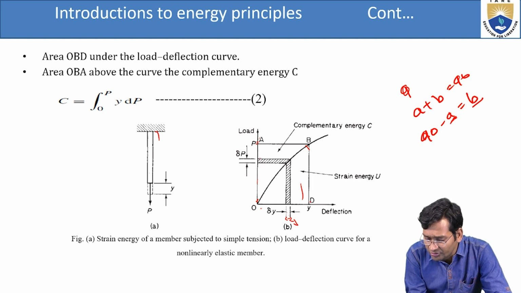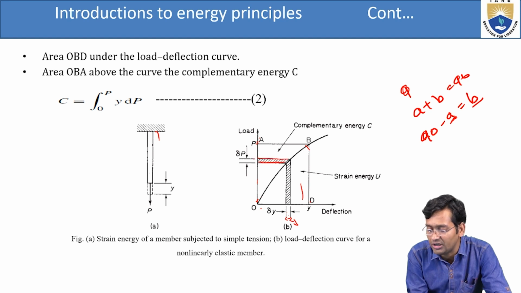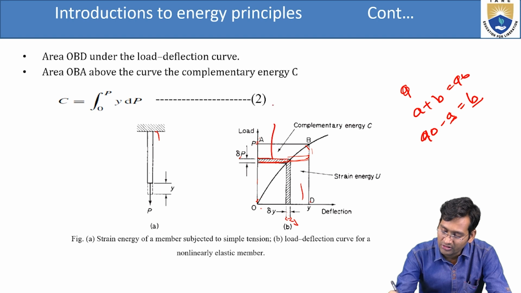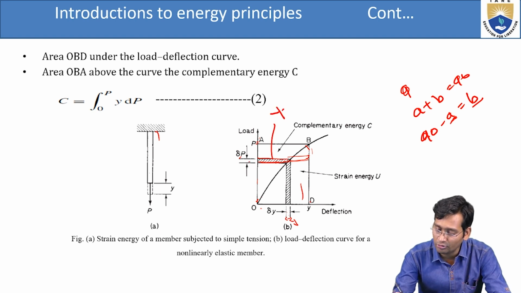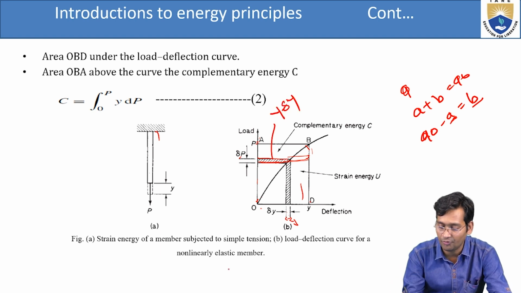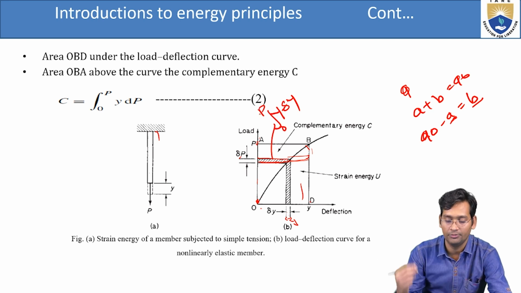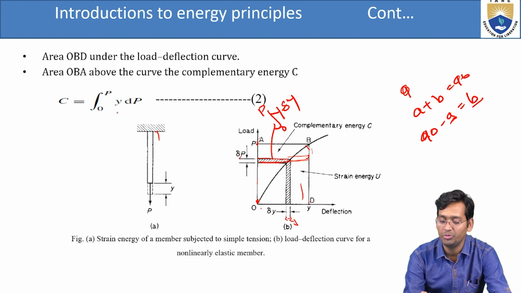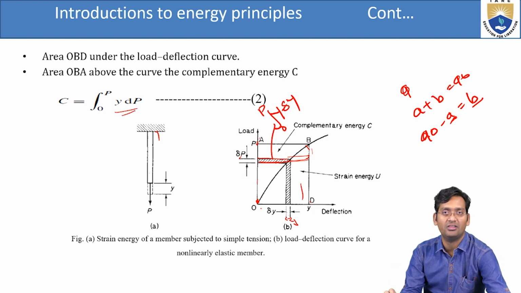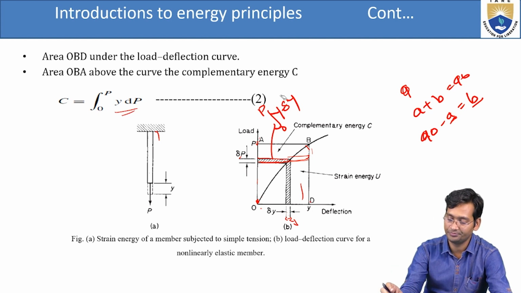Right. So now just see for this one. For this, the pressure is varying. So here we are taking a small elemental strip of delta P, and it will go up to the maximum Y. What happened in this case? This will be Y into del P. From where to where? 0 to P. So integral of 0 to P. So C equals integral 0 to P of Y dP. That is the complementary energy.